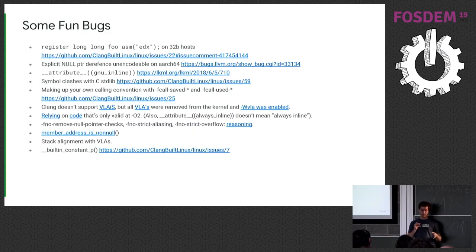Single symbol clashes with the C standard library. If you were to #include stdio.h or something, the kernel itself doesn't have a C runtime. It implements its own helper functions, and then there were collisions there. Custom calling conventions, and VLAIS, which is a variable length array in a struct, where you can put a variable length array in the middle of a struct, not at the end of a struct, but in the middle, was an issue. I think the one that I would be most interested in showing you is this one.